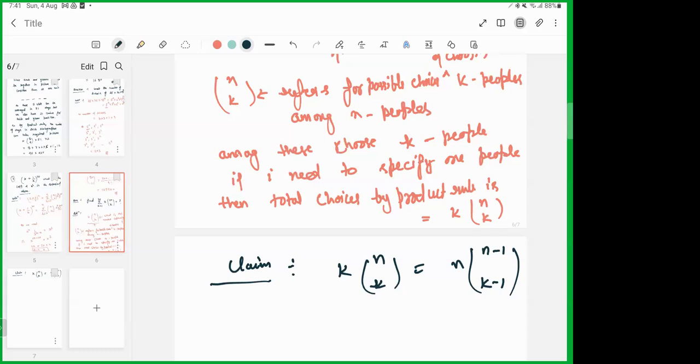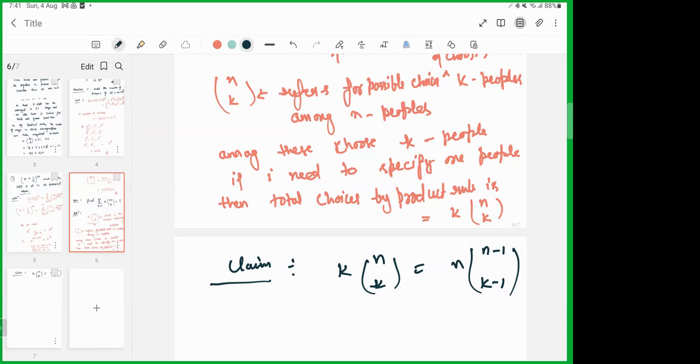So on the left hand side, what is the meaning of multiplying N choose K by the term K? Here, among N people, you choose K people. Now among these K people, you are choosing one specific person. For choosing this specific person, you have K choices, right? Any one of them can be the person which I am going to choose. So by the product rule, this is the number of choices.